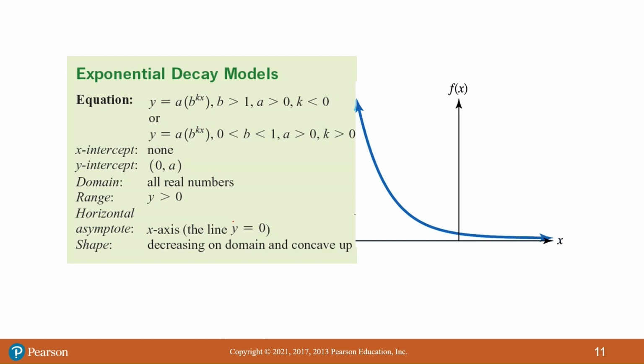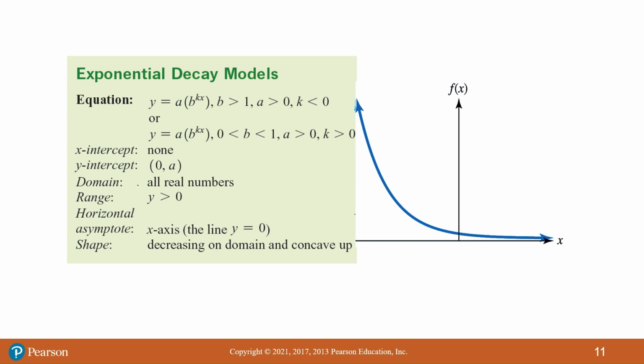Now, let's also look at some exponential decay models. Now, an exponential decay model, as you can see here, instead of increasing, it goes down and decreases. So we have y equals a times b raised to the kx, where b is greater than 1, a is greater than 0, and k is less than 0. Or we can have y equals a times b raised to the kx, where 0 is less than b is less than 1, a is greater than 0, and k is greater than 0, essentially making the base a number between 0 and 1, or making the exponent negative.